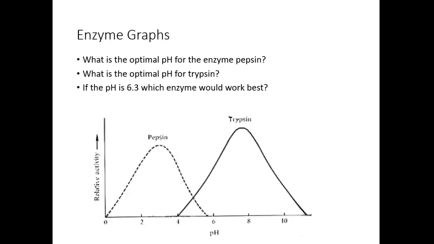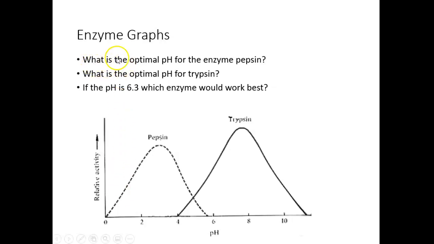So looking at these graphs, I want you to take a second. I'll pause the video and look at the graphs and determine what the optimal pH is for the enzyme pepsin, what the optimal pH is for trypsin, and if pH is 6.3, which enzyme would work best. So go ahead and pause it. Okay, now that you have had some time to answer those questions, let's take a look.